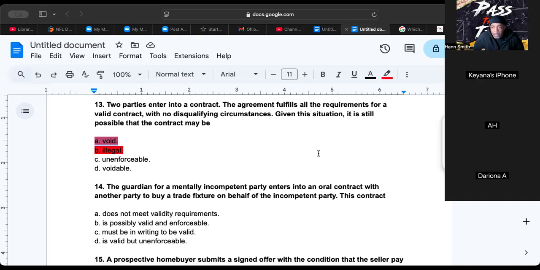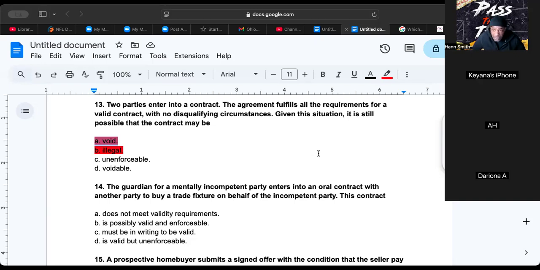But what I want y'all to think about here: can a verbal contract be valid? Yeah, but it can't be enforceable. So when they trick you, they say the agreement fulfills all requirements for a valid contract. Verbal contracts are valid, they're just not enforceable. So with no disqualifying circumstances, given the situation, the contract still can be unenforceable because it could be a verbal contract. That's what I'm thinking. I haven't looked at the answers to these questions, but that's where I'm going with it because I know they're trying to trick me.